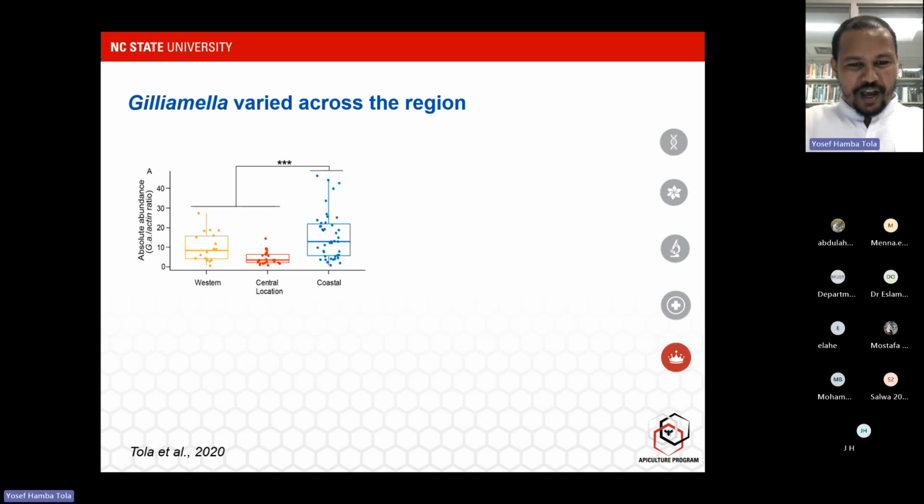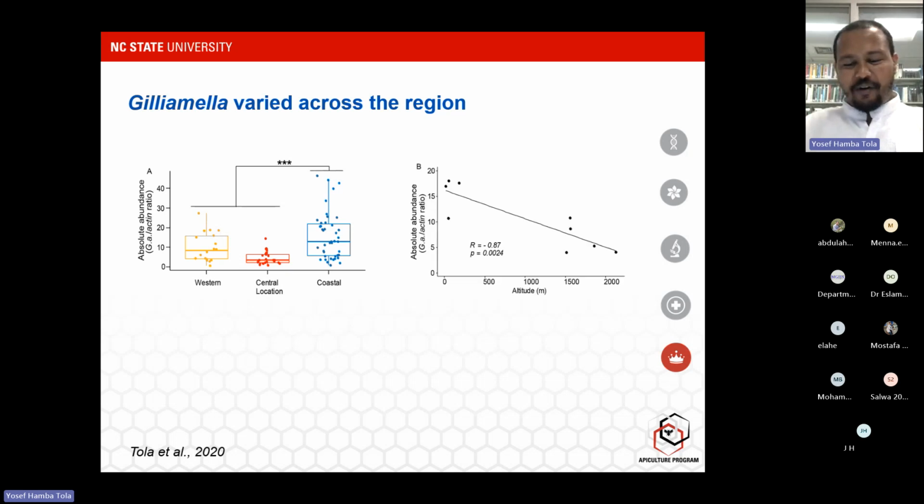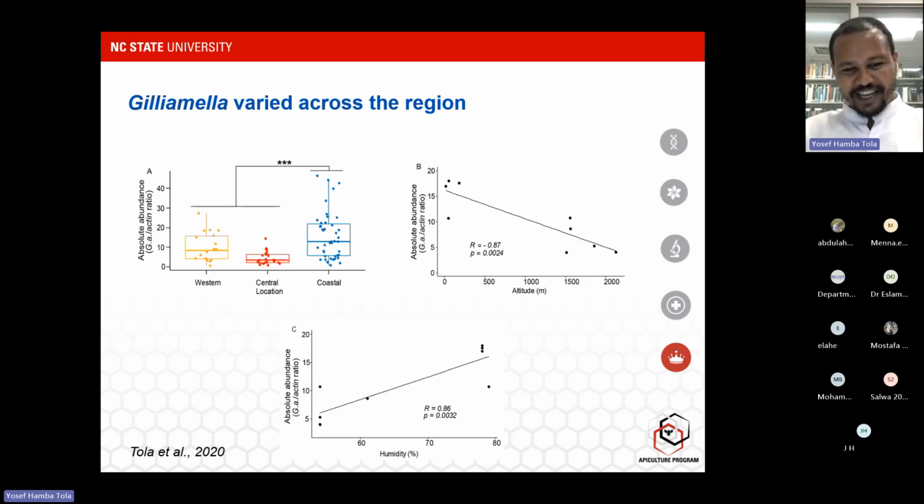Based on this, we raised some questions: maybe there is an environmental factor. So the first thing in our analysis was that we correlated with the altitude. When we correlated with the altitude, we found that Gilliamella is negatively correlated with the altitude. We also correlated it to the humidity in the coastal region, and again, Gilliamella is positively correlated with the humidity in the coastal region. As to why this is happening, I will give you a brief in the discussion part.